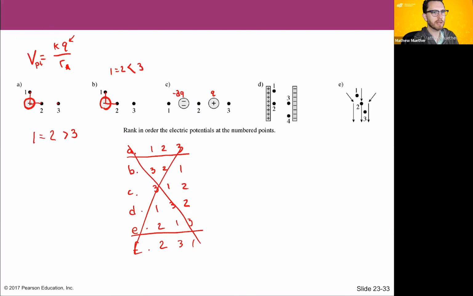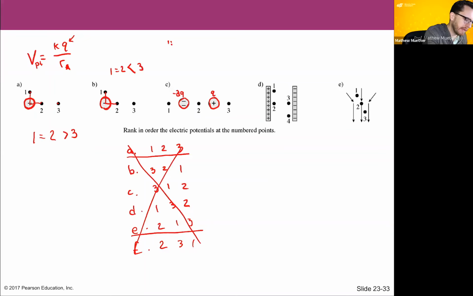Okay, I'm getting a lot of 3 is largest, 2 is middle, 1 is least. Let's go ahead and write it down. So for 1, I've got a contribution for the electric potential coming from 2 sources now, this negative charge and this positive charge. And I can use my superposition principle to find the total electric potential at that point.